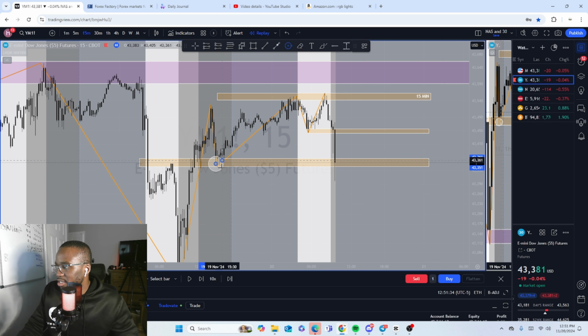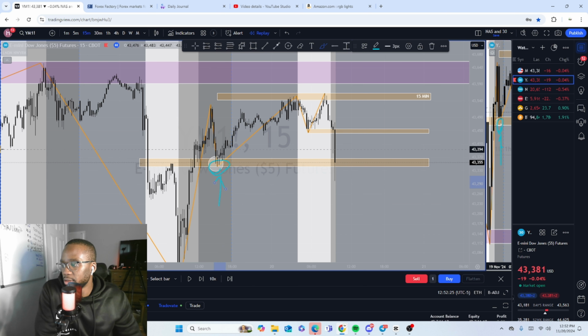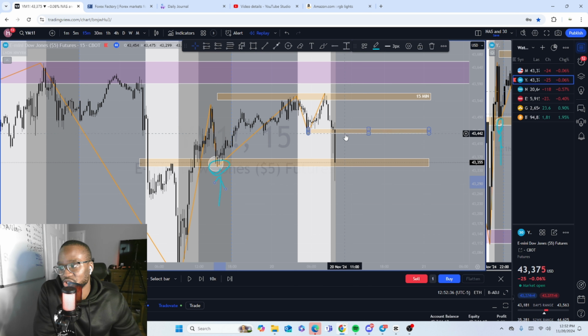Right here under this 15-minute structure, liquidity is right underneath it. Well, that's what I presumed. 15-minute area, liquidity was grabbed. From here, I was expecting prices to start shooting back up, or at least go to that area of interest right here. Like it grabs liquidity from down here, it might take it back here like this.